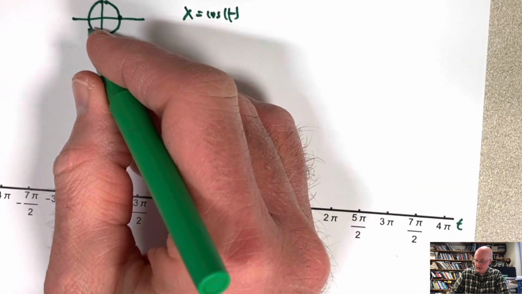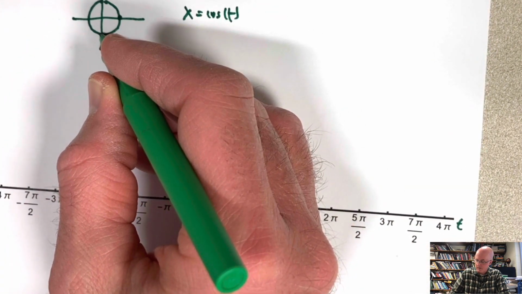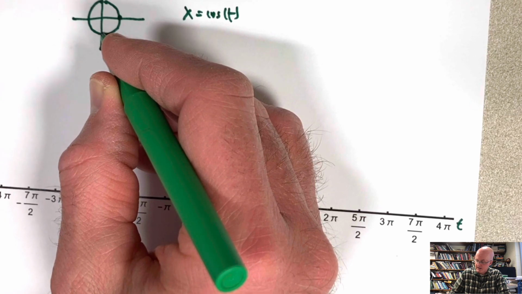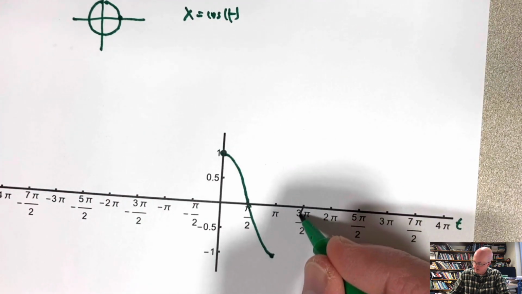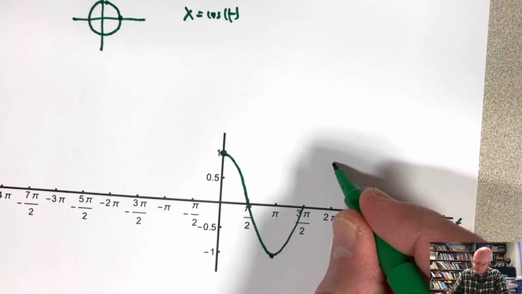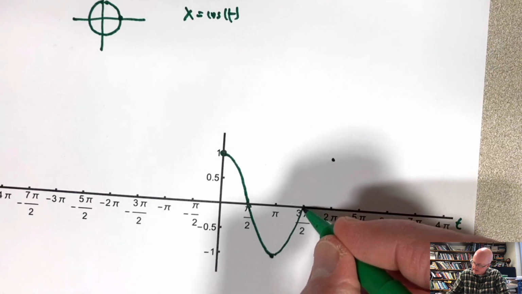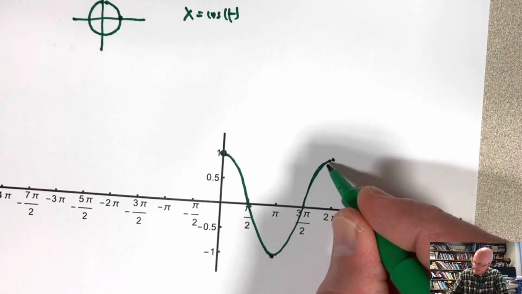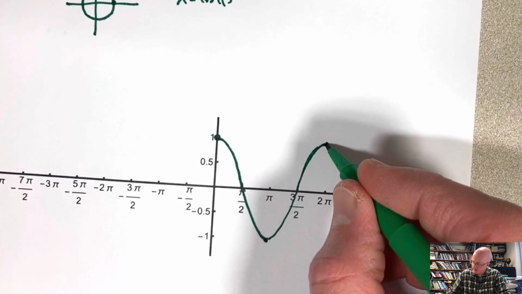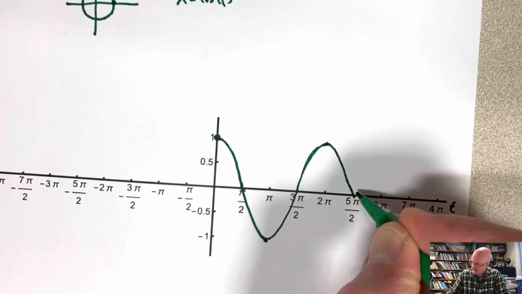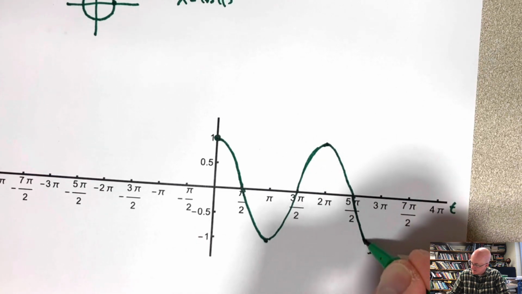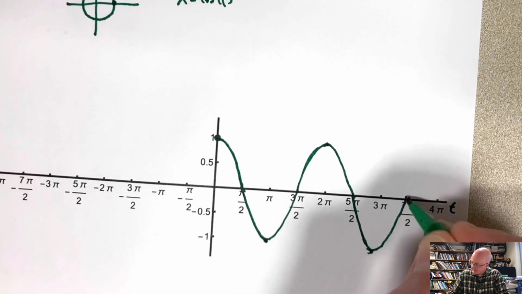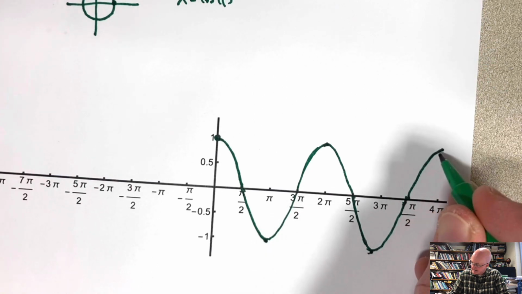As t continues to increase to 3 pi over 2, 1.5 times pi, it brings me right there. The x-coordinate is back to 0, and then it gets up to 1 by the time I get to 2 pi. So about like this, and over here about like this. And then it repeats. The cycle repeats. This is a periodic function. Period is 2 pi. It looks about like this. Okay, I'm not going to focus on trying to get this as good as I can.